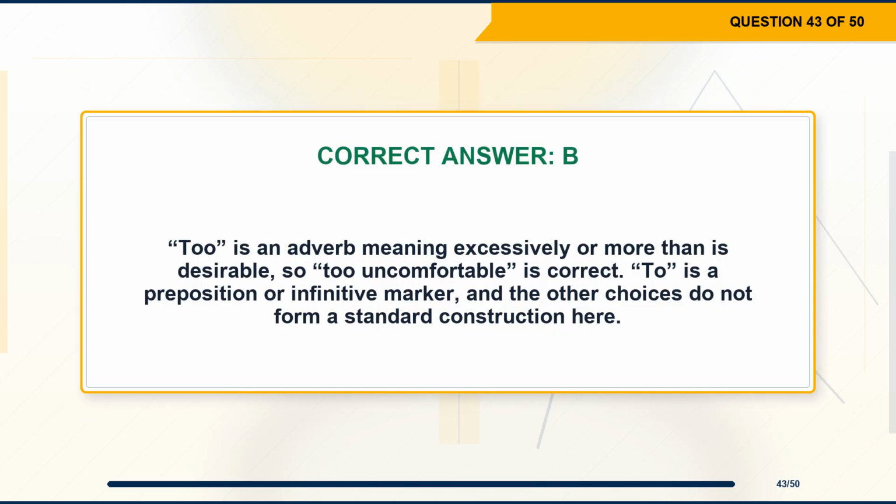Explanation: too is an adverb meaning excessively or more than is desirable, so too uncomfortable is correct. To is a preposition or infinitive marker, and the other choices do not form a standard construction here.